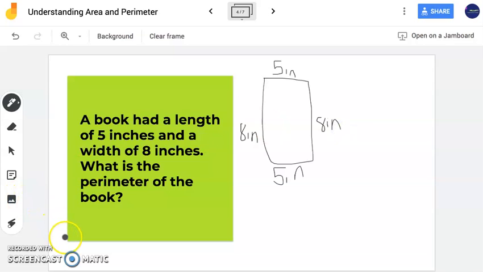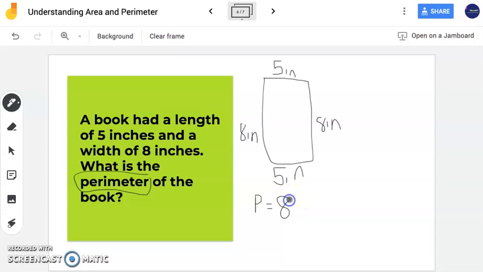So now I'm going to reread the question one more time. What is the perimeter of the book? I'm going to circle the word perimeter because that's our key word telling us what to do. Now I'm going to recall, how do I find the perimeter of a rectangle? What I need to do for a rectangle is add all four sides that you see. Luckily, I labeled all four sides, so all I'm doing is adding these four numbers.